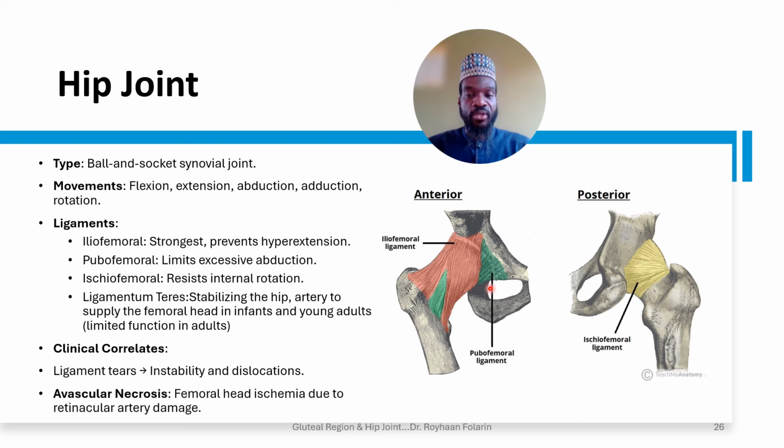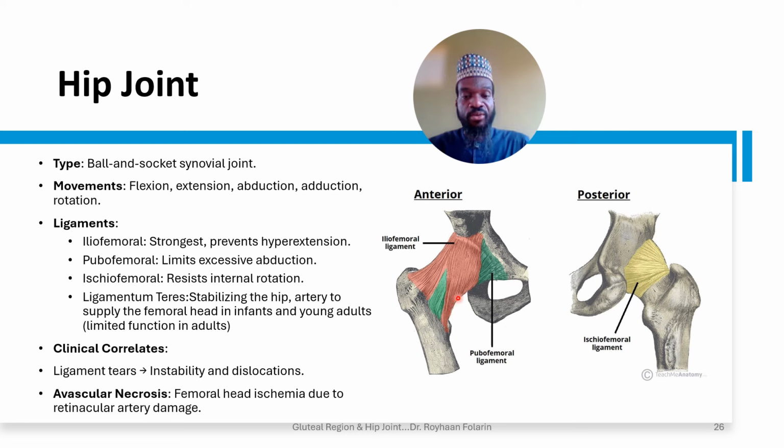We also have the ligamentum teres, which you saw in the very first slide, and that's a ligament that runs from the head of the femur into the acetabulum. So it works to stabilize the hip, and it usually has an artery within it to supply the femoral head in infants and young adults. In proper adulthood, the ligamentum teres has limited functions, and there could be tears in any of these ligaments, and depending on the level of tear and the cause of such tear, it would result in a commensurate level of instability and dislocation in the hip joint.